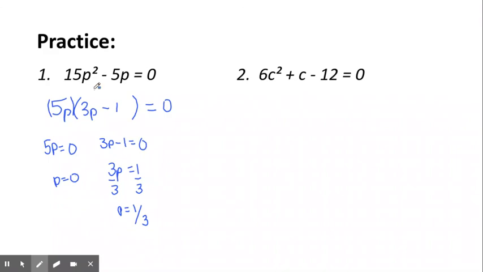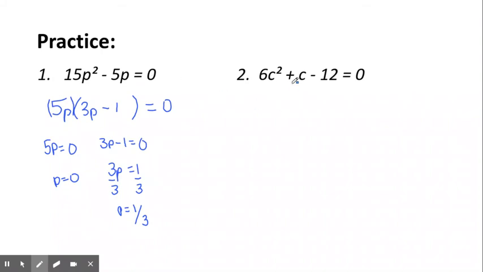For example, if I put 0 here, 0 squared is 0, times 15 is 0, so we get one big 0 here. 5 times 0 is 0, so we get another big 0 here, and 0 minus 0 is 0. You could also check the 1/3 if you wanted. It gets a little more fun, but it'll still give you a true statement. It'll show that both sides equal 0.